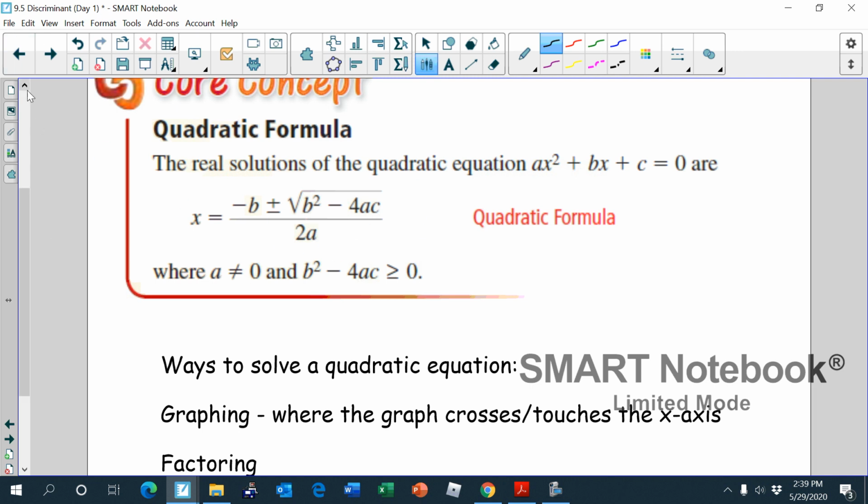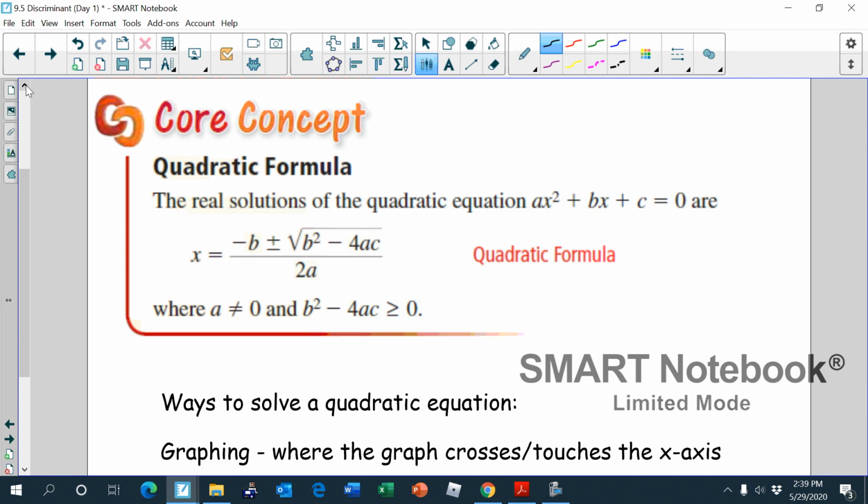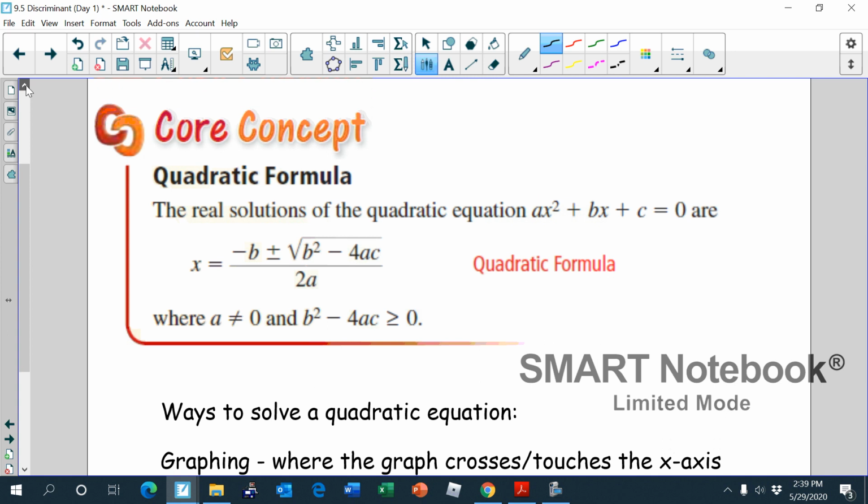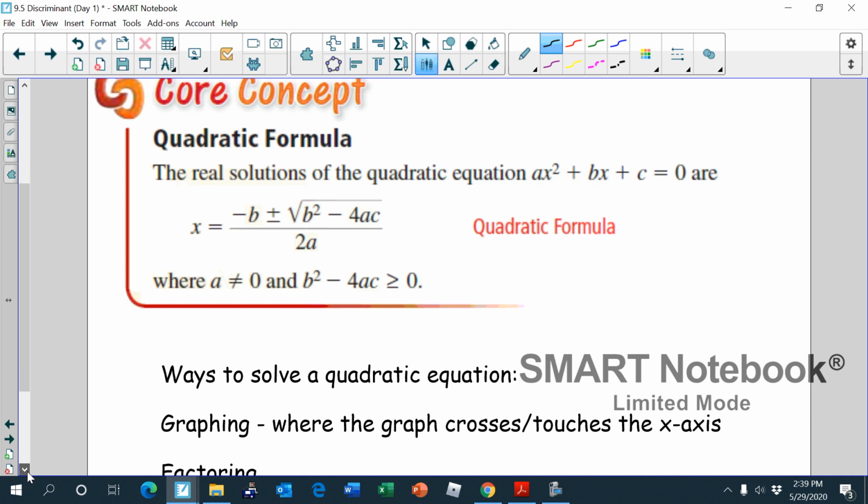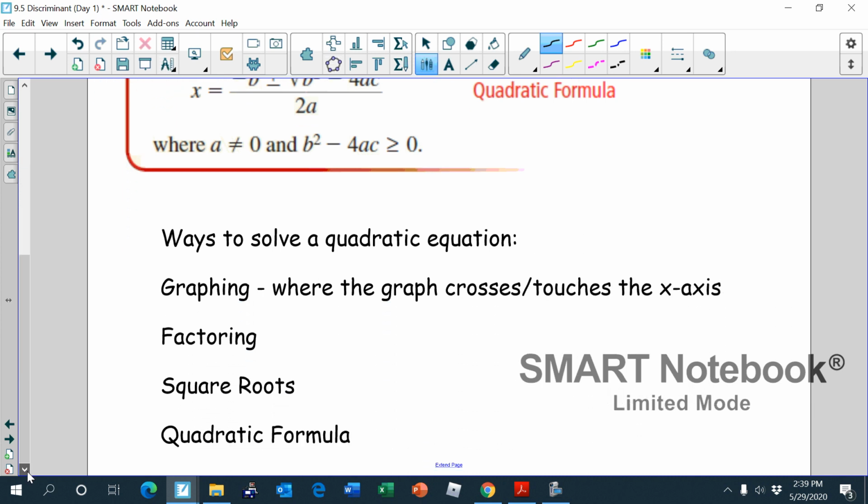Okay, so let's talk about why we use the quadratic formula. We use the quadratic formula to solve for x in a quadratic equation. Okay, well, let's just review other ways that we solve a quadratic equation. By graphing, so where the graph crosses or touches the x-axis. By factoring, which we've kind of held off on for a little while. We did that in chapter 7. By square roots is what we just did. And then now we're moving into the quadratic formula. So again, these are all ways to solve a quadratic equation.